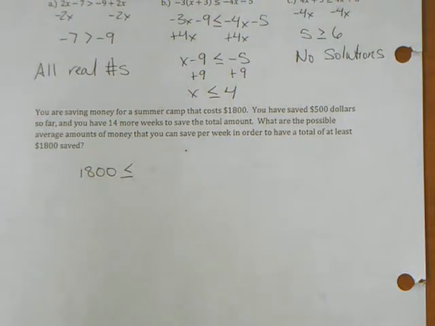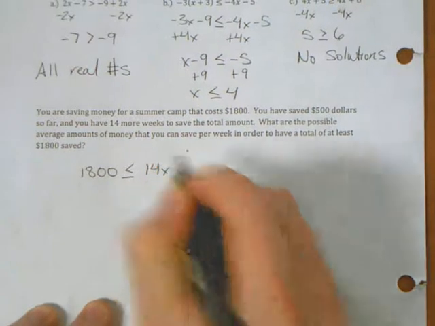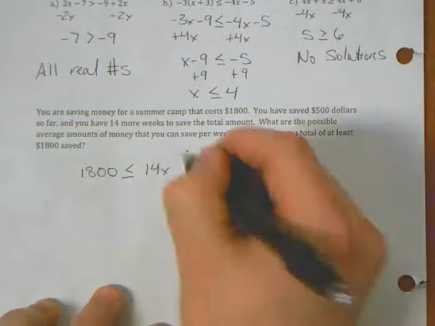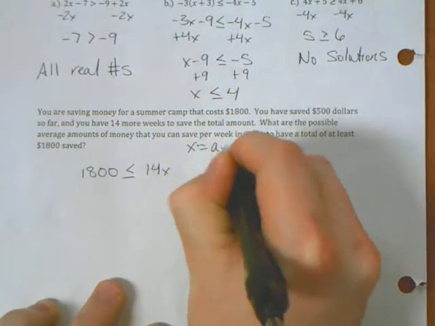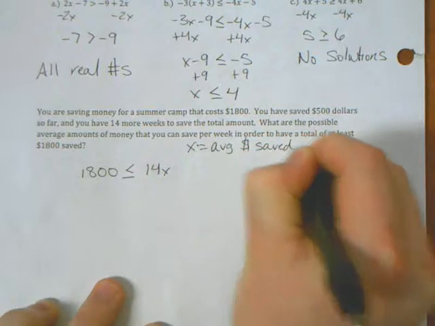So that's going to be the first step to solving the inequality that we're going to come up with. So now on the right side, we need an expression for the total amount of money that we're going to save. 14x plus 500. Okay, so 14x. Why did you say 14x? You have 14 weeks, and you need x to do the total amount of the average. Yeah. So let's define x as the average money saved per week.